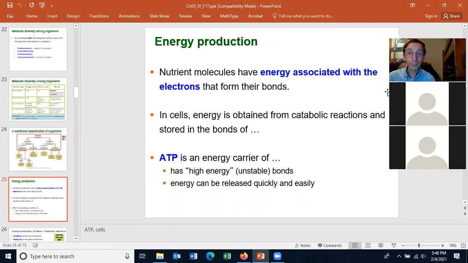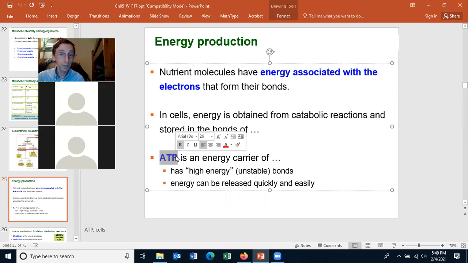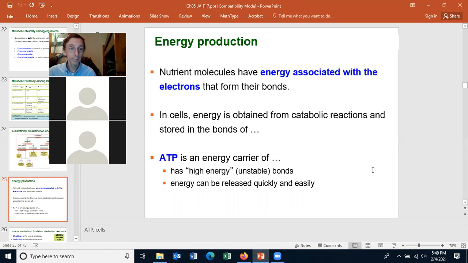Cells need energy, and it's obtained from catabolic reactions, and that energy is usually stored in the bonds of ATP. ATP is the energy carrier of cells. Usually when a cell needs energy, it'll get its energy needs from the molecule of ATP. ATP has high energy phosphate bonds, which means they're unstable, and when that high energy phosphate bond is broken, it releases a large amount of energy which the cell uses for its energy needs. And that energy is released quickly and easily. That's why ATP is used as the energy carrier in cells. Any questions about any of this slide? No. Thank you.